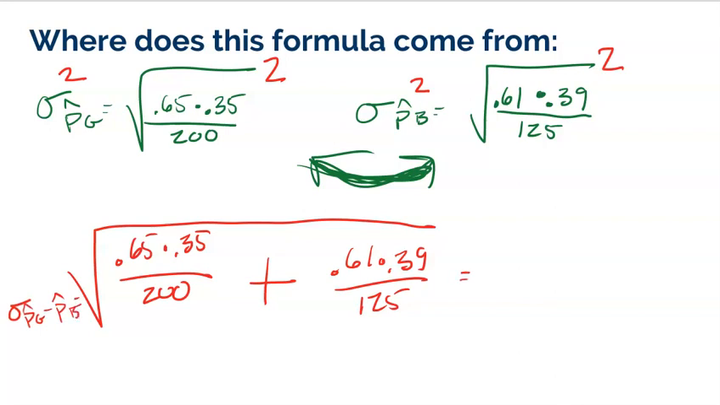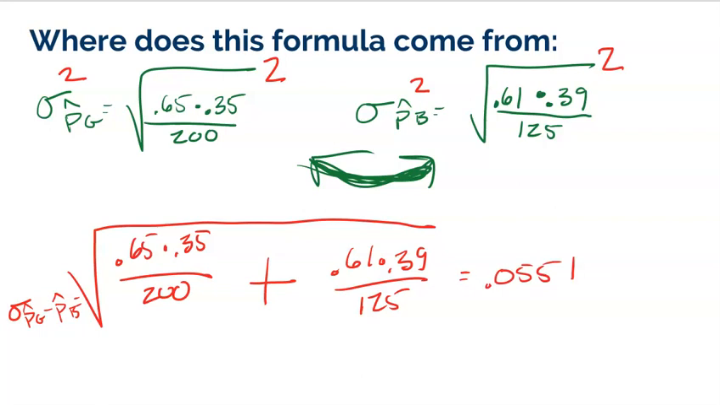All right, and this is actually really easy to type into your calculator. Don't do it in pieces. I mean, you can, but a lot of kids do something wrong when they try to do it in pieces. I recommend just typing it in straight on your calculator. So start with the square root, then go 0.65 times 0.35 divided by 200 plus 0.61 times 0.39 divided by 125, and you get 0.0551.